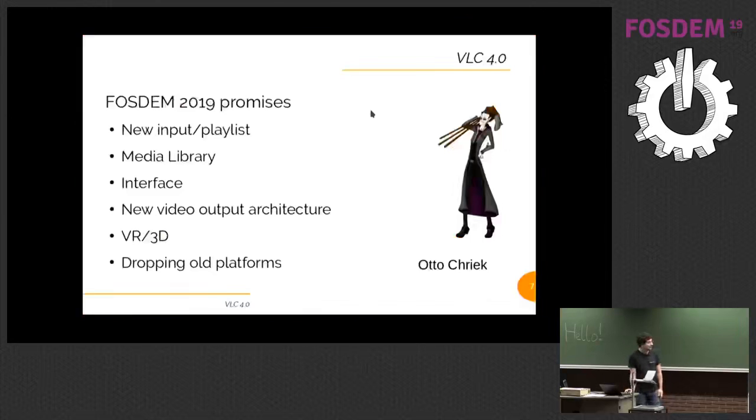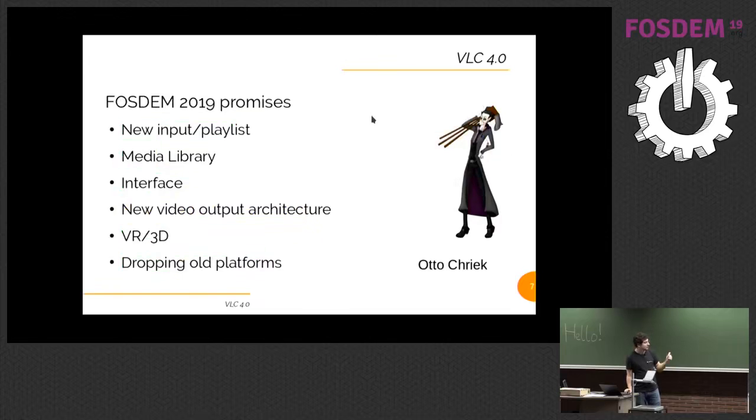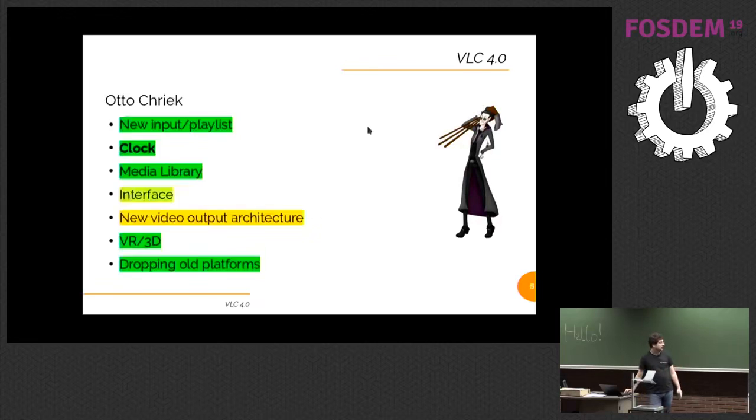So the core of the talk is about VLC 4.0. This is exactly the slide from last year. If you want to troll me, you can go and check the website from last year. This is copied from it. The next release is called Otto Schreck, a vampire photographer from Discworld. I said new playlist, media library, work on the interface, new video output architecture, VR, 3D, and bumping all platforms. And basically, we've done almost everything of it: new playlist, clock, media library, interface, new video output. Basically everything is done. So I'm going to present exactly what we've been doing.